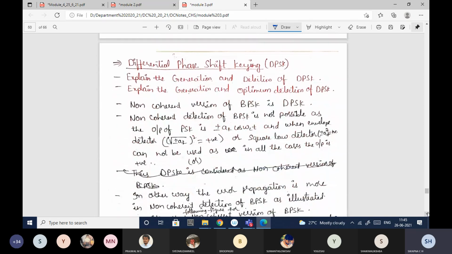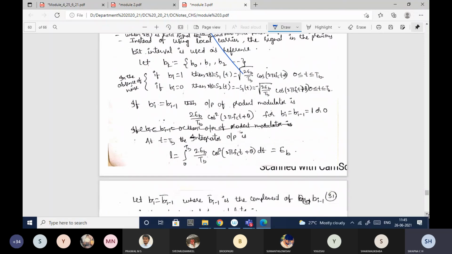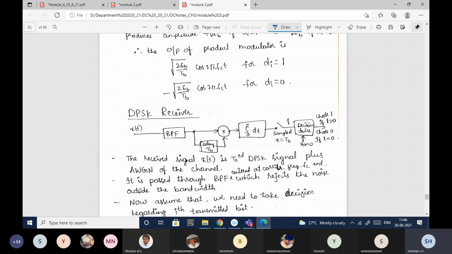Okay, then DPSK. Again, DPSK generation and detection is very important. You need not explain everything related to BPSK; you need not write or explain anything about it. Directly you can go with the DPSK transmitter, how the DPSK transmitter is working, and then the receiver. Receiver is nothing but detection. Here it is non-coherent detection, because DPSK is the non-coherent version of BPSK, so it is a non-coherent detection of DPSK.